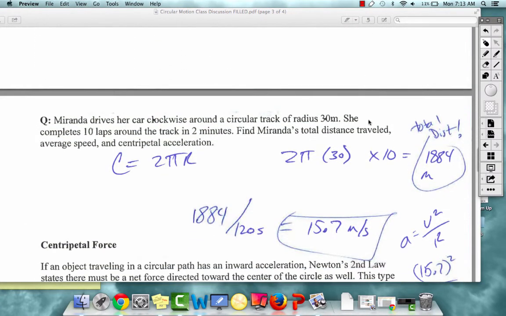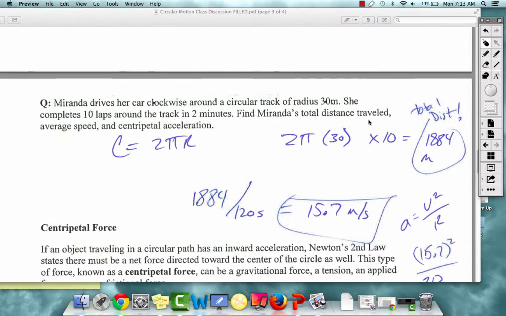So here's a question for you. Miranda drives her car clockwise around a circular track of radius 30 meters. She completes 10 laps around the track in 2 minutes. Find Miranda's total distance traveled, average speed, and centripetal acceleration. Ooh, this is a biggie.